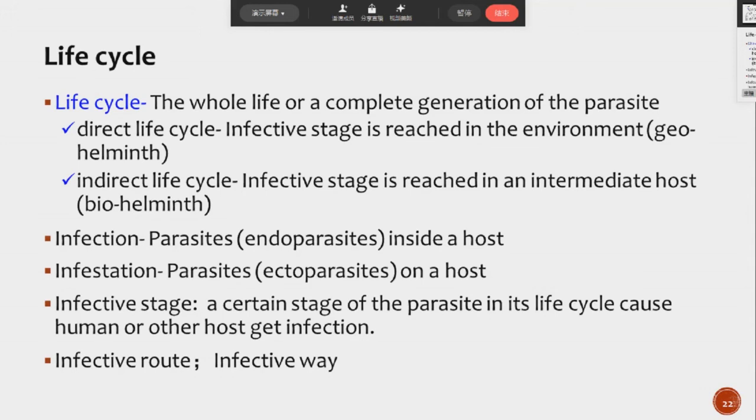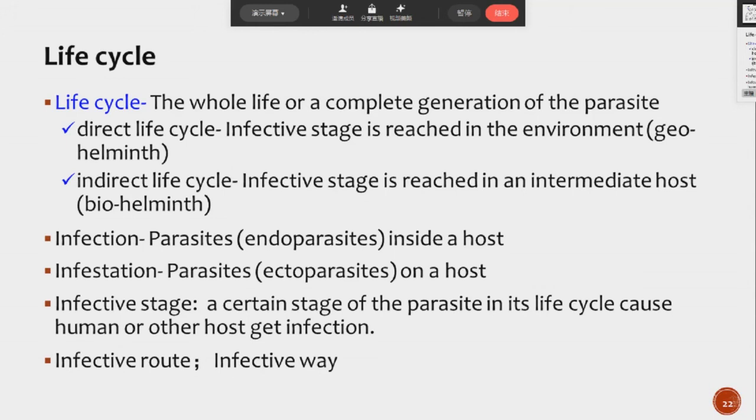That is the infective stage. While we are learning or observing the life cycle, you should find out what the infective stage is, and how we are infected, from which way the parasite came into our body. The way, the route, one is what we call the infective route.